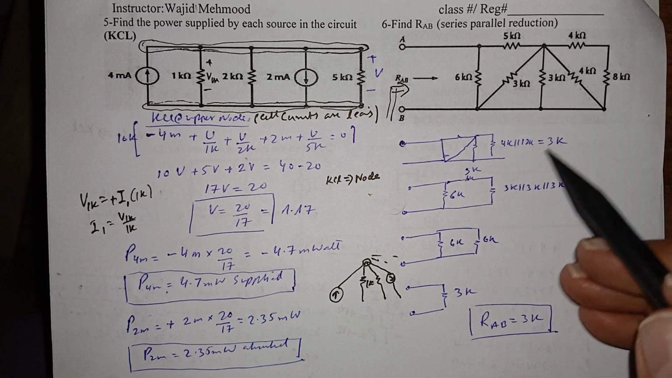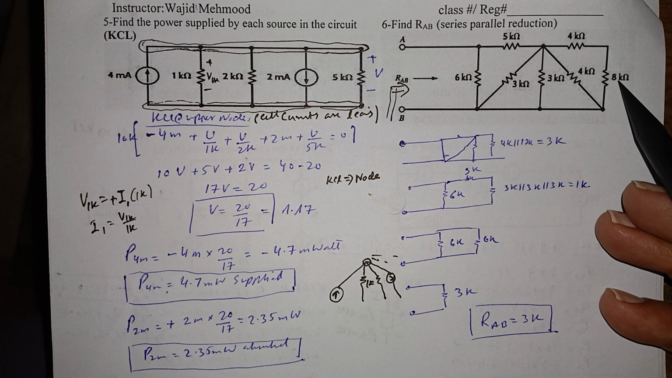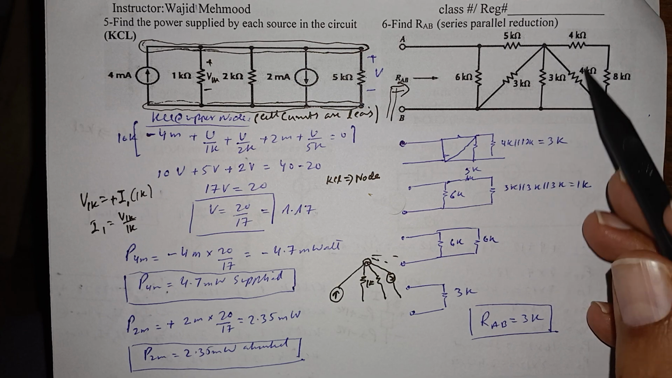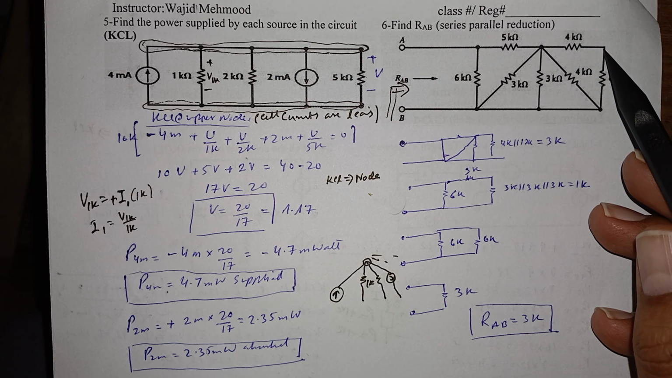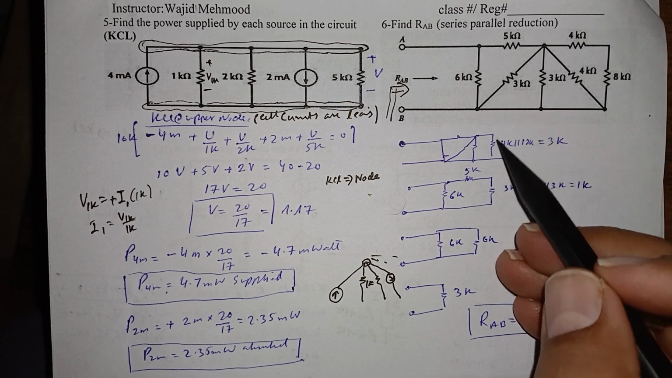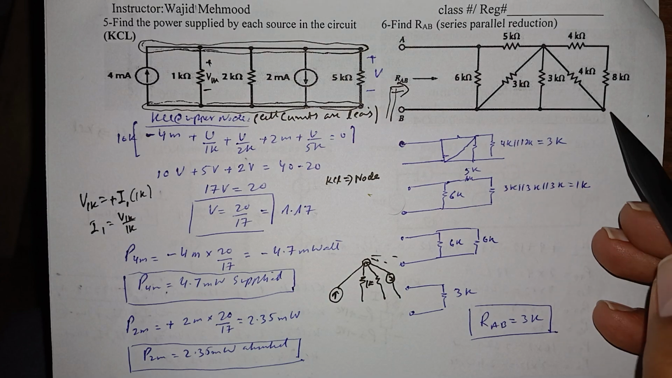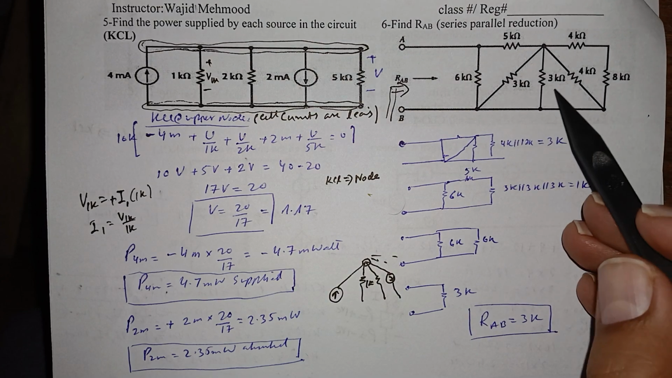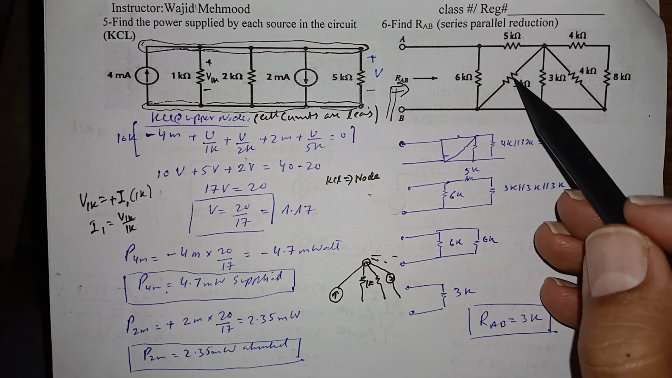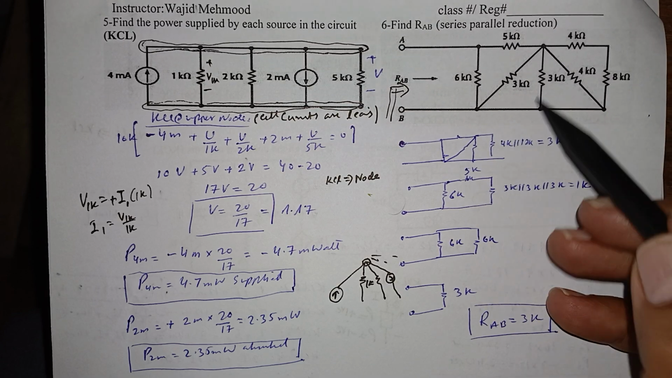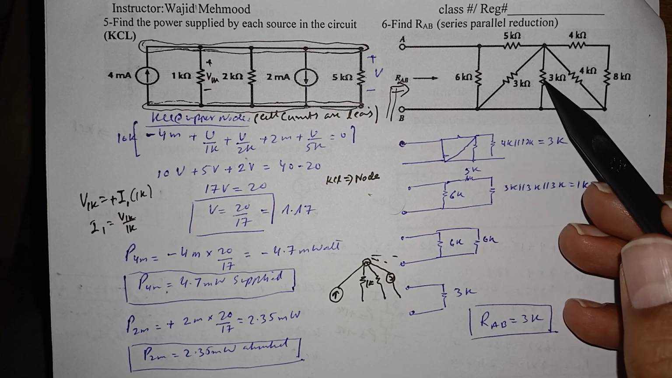So that's why I have written 4 plus 8 is 12. So I have reduced this node here. Still the resistor is between this node and this node. You can see already here, this 6K is here, this 5K is here, and this 3K over here. Okay, this is further reduced here.